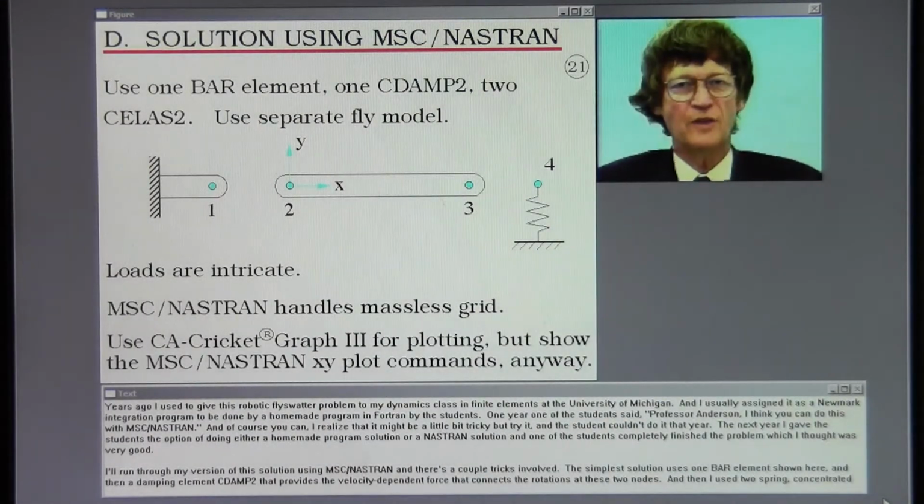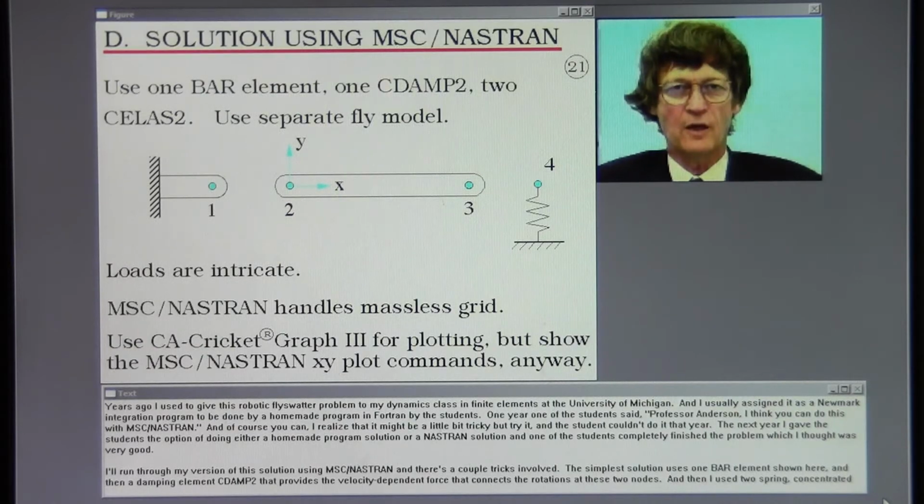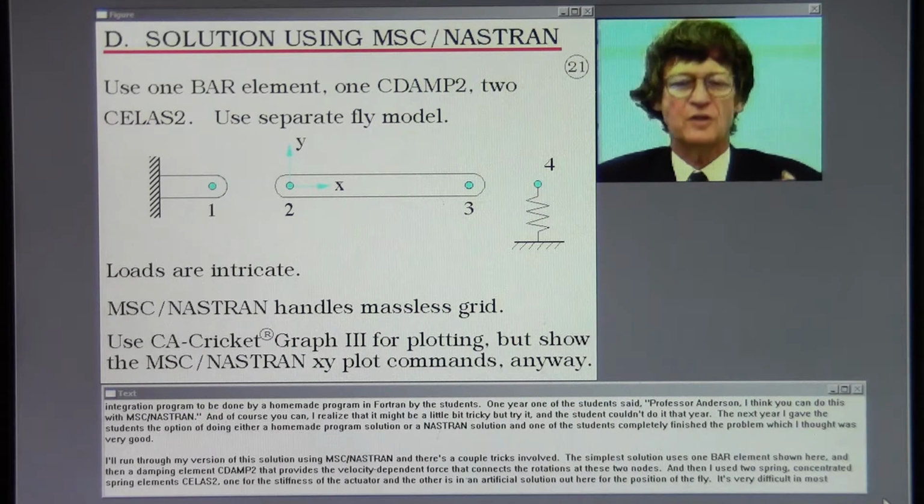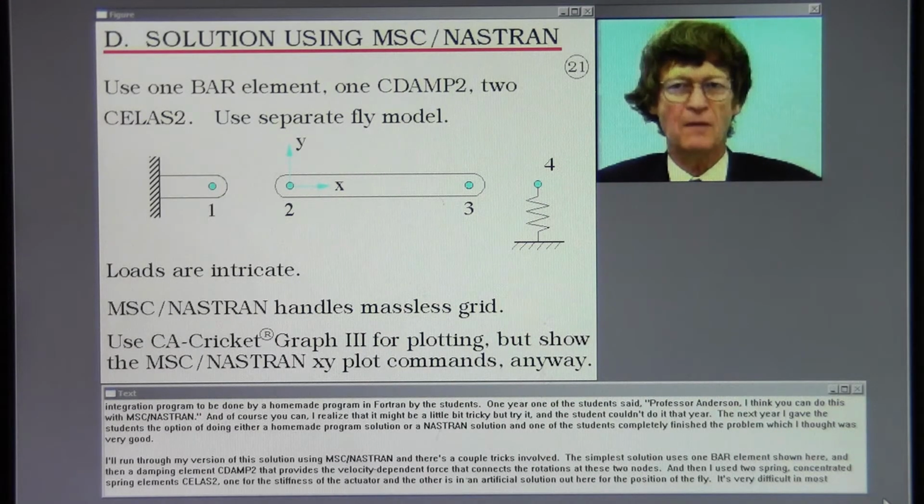Years ago, I used to give this robotic Flyswatter problem to my dynamics class in finite elements at the University of Michigan. And I usually assigned it as a Newmark integration program to be done by a homemade program in Fortran by the students. One year, one of the students said, "Professor Anderson, I think you can do this with MSC NASTRAN." And of course you can. I realized that it might be a little tricky, but try it. And the student couldn't do it that year.